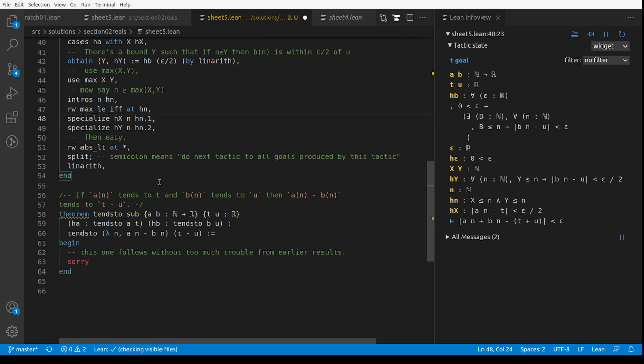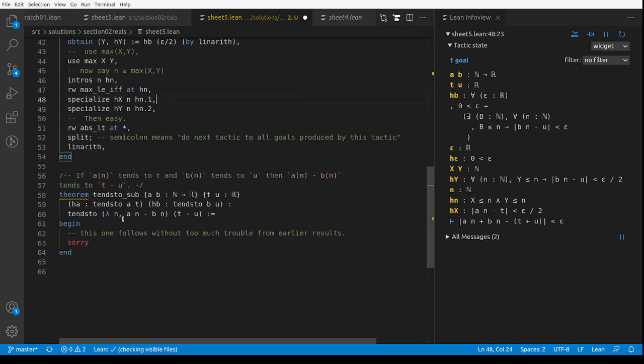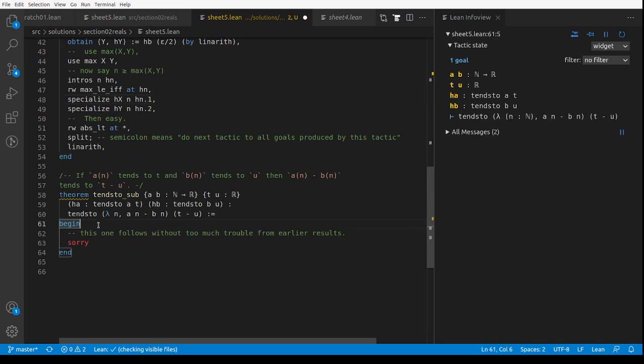So now what's left on this course? You see, we've got two levels of this computer game left. We've got tends to sub and tends to neg, and tends to sub will follow easily from tends to neg. So why don't we do that now?